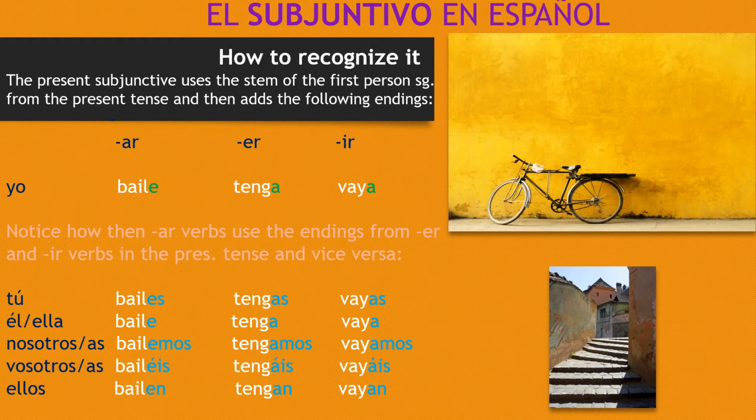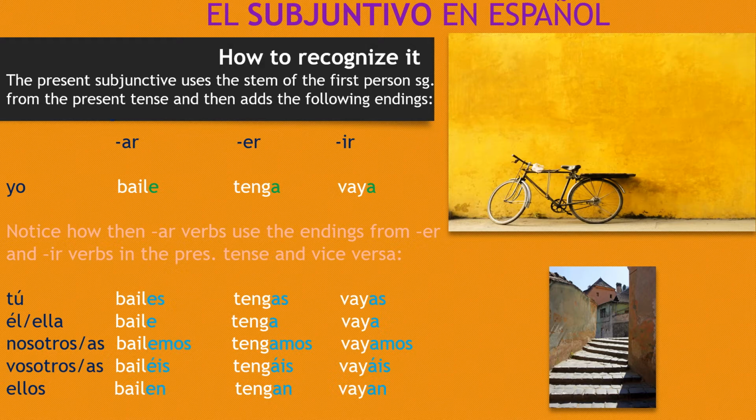Now, the endings from ER and IR verbs in the present tense are going to switch. So these endings that you used in the present tense in the indicative, you are still going to use them, but in the inverse order. So the endings for ER and IR verbs, you're going to use them for AR verbs and vice versa. Let's look at it. So, que tú bailes, que él o ella baile, que nosotros bailemos, que vosotras bailéis y que ellas o ellos bailen. Okay, those are your endings.